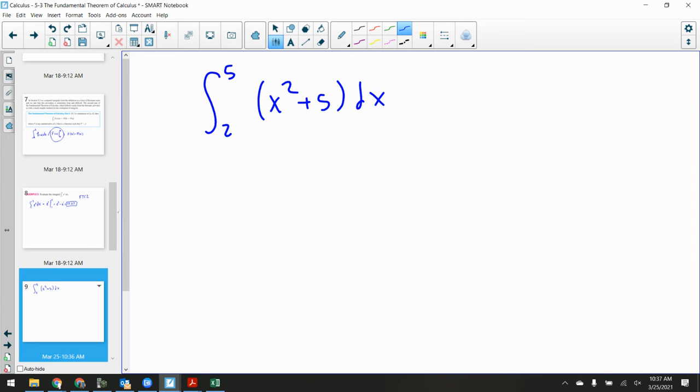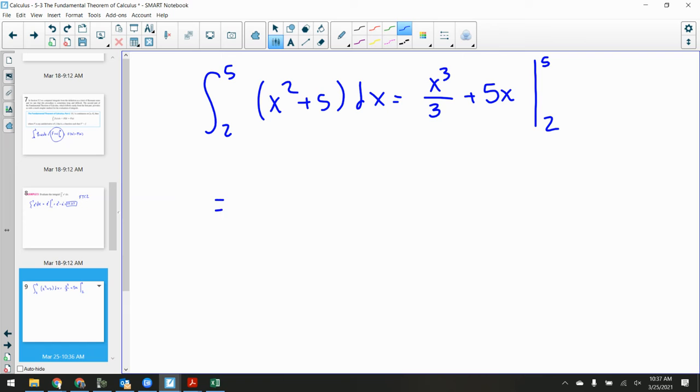Now, when can you not use this? Well, when something's not very easy to find the antiderivative of. Like, for example, this. Can we pretty easily find the antiderivative of that? Yeah. So we'll use this method. So that's going to be equal to x to the 3rd over 3, picking up the power by 1, plus 5x, from 2 to 5. And now we plug in 5, then we plug in 2.